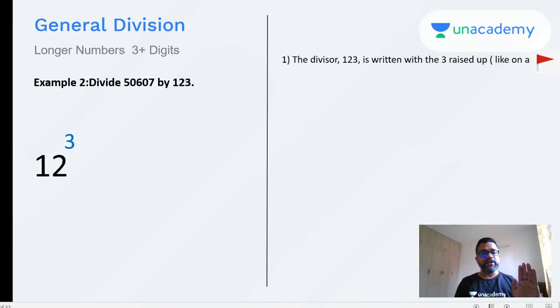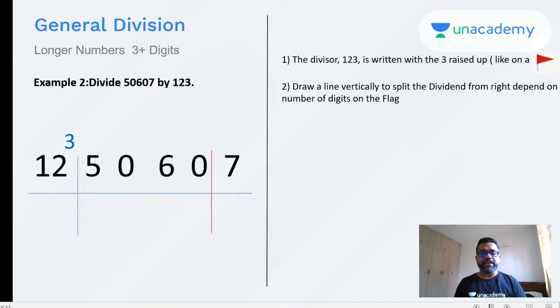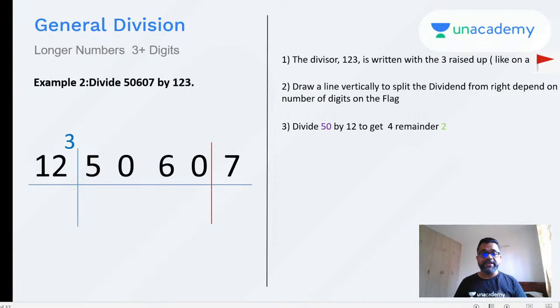Okay, so now this is my flag. I've set it up like this: 50607 divided by 123. Now I will draw this line vertically here. Remember, I told you how many digits on the flag, that many digits to the right, you've got to draw one line there. So you've drawn one line after 7. Now my first problem is going to be simply to divide 50 by 12. That's my step. So go slowly with me, and you will get it.